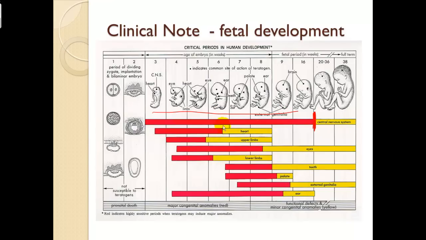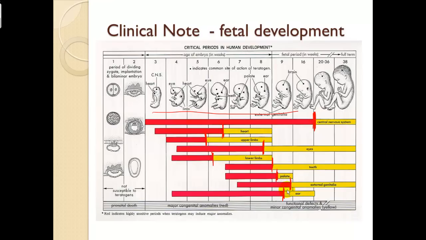Heart, about midway through 6 weeks. Upper limbs, just before the end of the 5th week. Eyes, halfway through 8 weeks. Lower limbs, just after 5 weeks. Teeth, end of 8 weeks. Palate, just after 8 weeks. External genitalia, just before the end of 9 weeks. And the ears, halfway through the 9-week area.